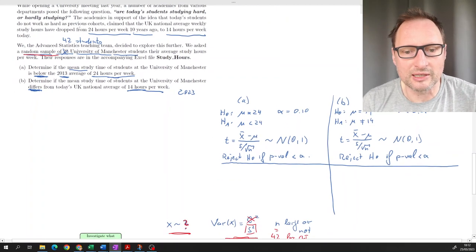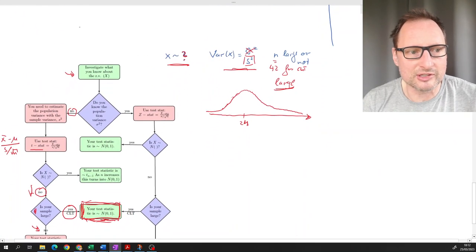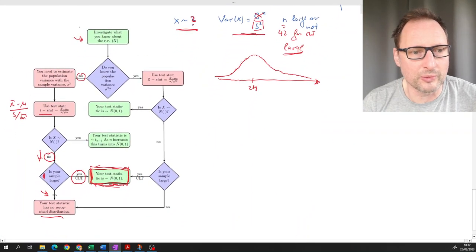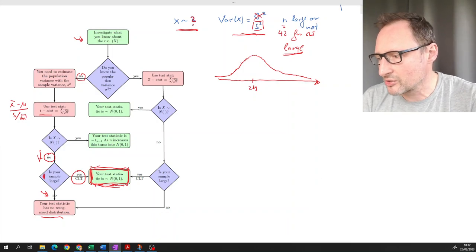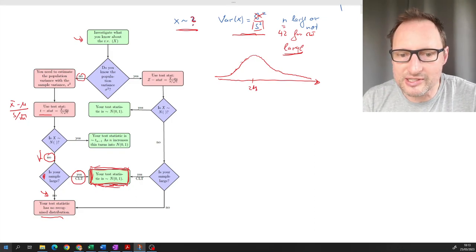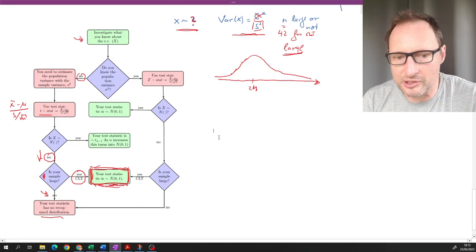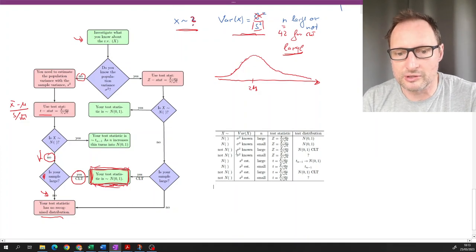Now I said this decision that this is a standard normal distribution, there's an alternative way you can think about that. And so I prepared an alternative table which basically contains the same information, okay, but it's perhaps just an alternative way to think about this.